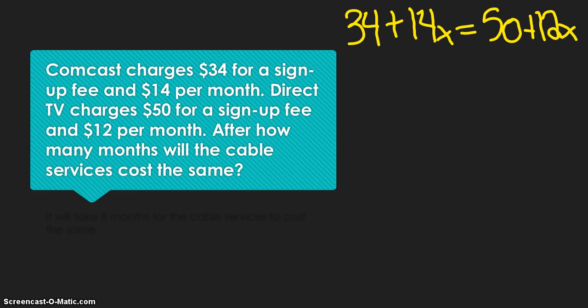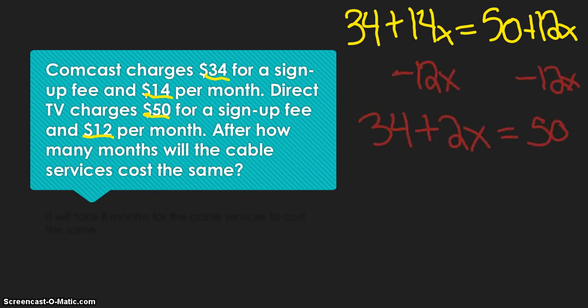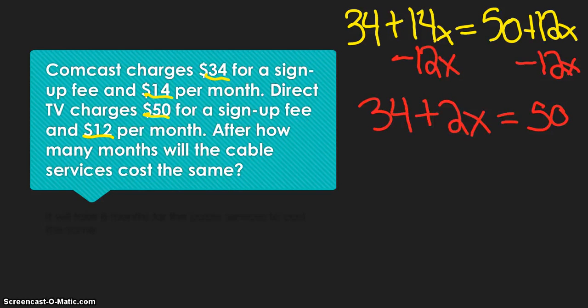And then there would be an equal sign since we're moving on to a new cable service in the next sentence. And then 50 would be our constant, and then 12x would be how much it would be for a certain amount of months. We don't know that yet. Now you want to keep it positive, so you would subtract the 12x from each side. So by subtracting 12x from each side, that would give us 34 plus 2x equals 50.